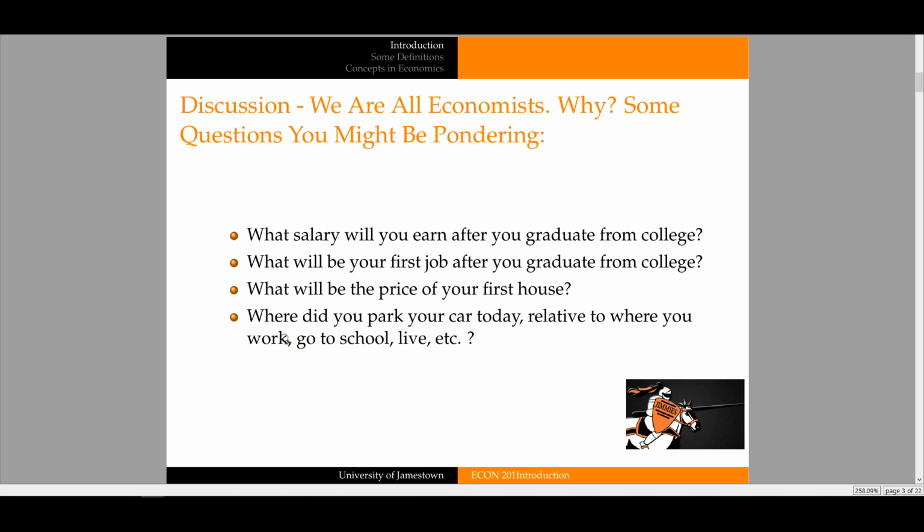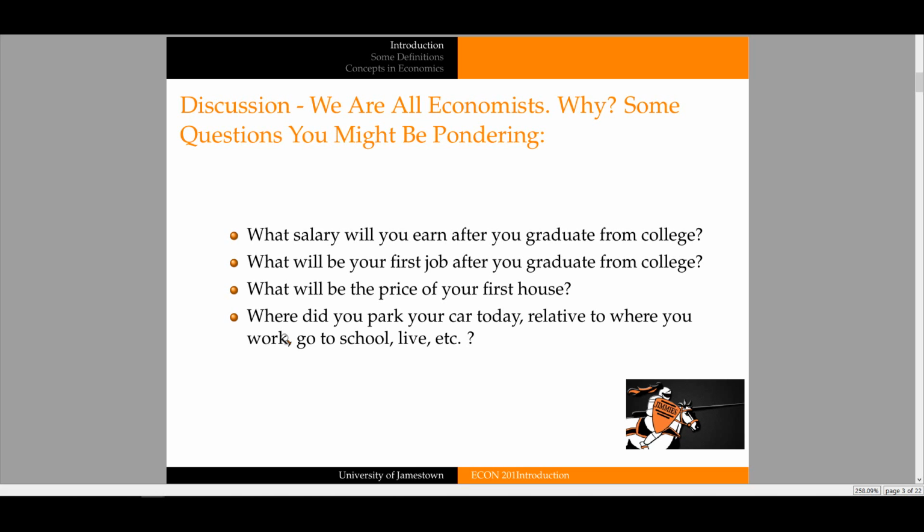Another question might be, what will be your first job after graduation? If you've asked yourself this question, there are other considerations besides salary, right? Salary is one of the criteria associated with your job. But what about location? Maybe students are looking to stay in the area, or live in the particular region we're in, or they're looking to move somewhere else. So again, if you've asked yourself what sort of job you are looking at after you graduate from college, perhaps you're thinking about this now, nothing wrong with that.